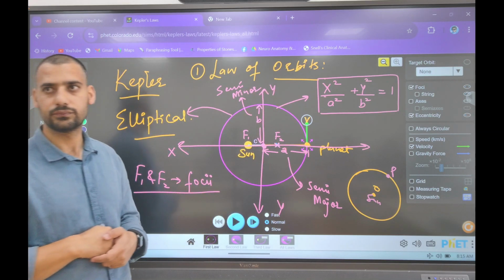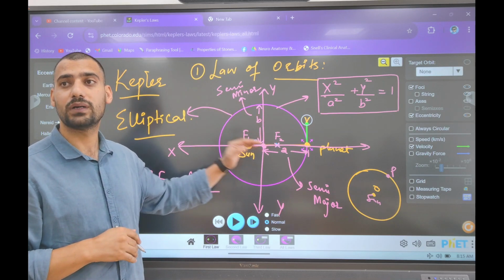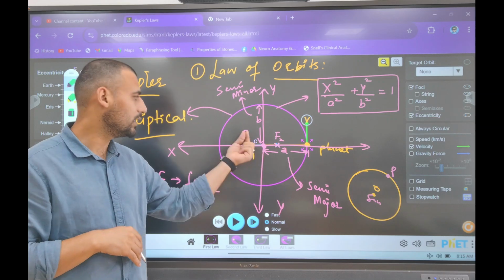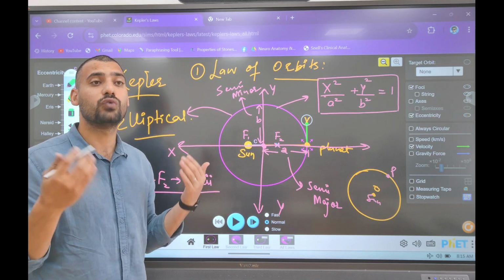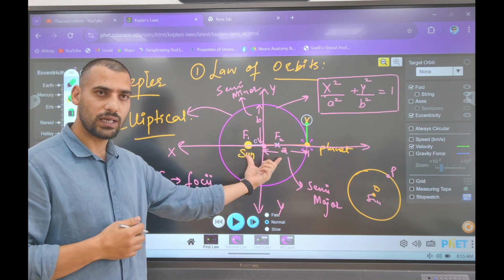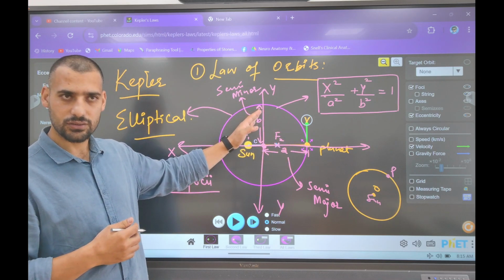Okay. Is this fine? This is all the information that you need to know about the ellipse. Very important: the planet revolves around the sun in an elliptical path. So if someone asks you what is an ellipse, you must say that an ellipse has two foci, and the path is symmetric about the x and the y axis.